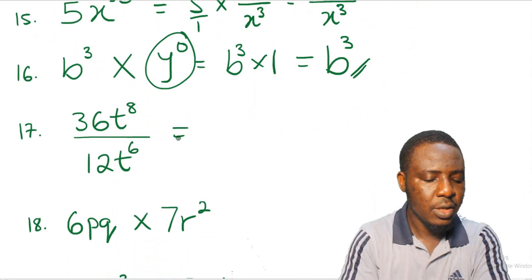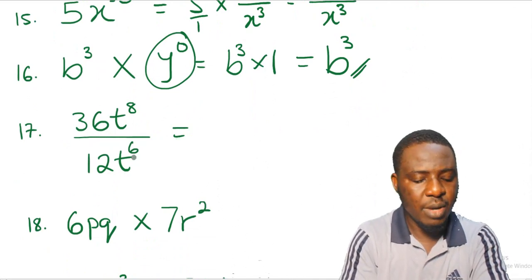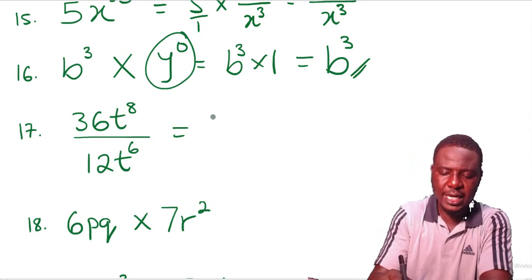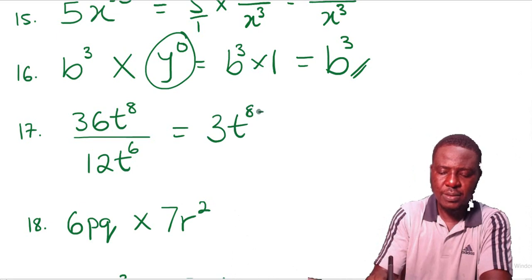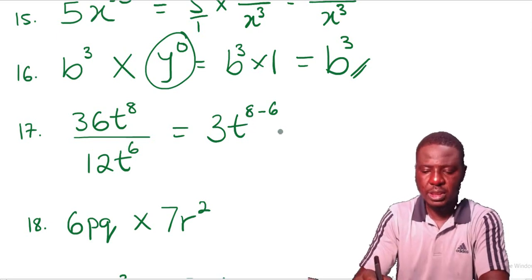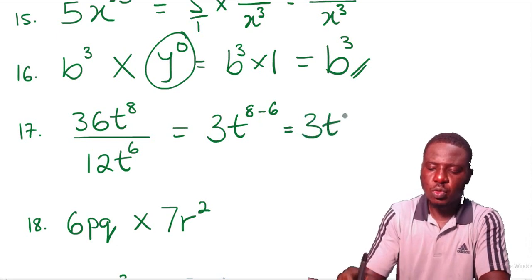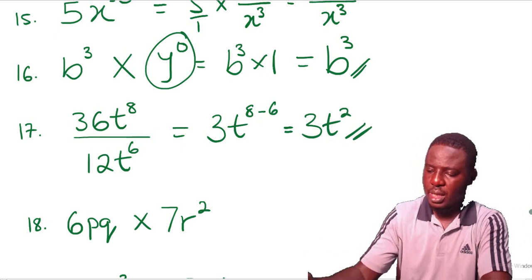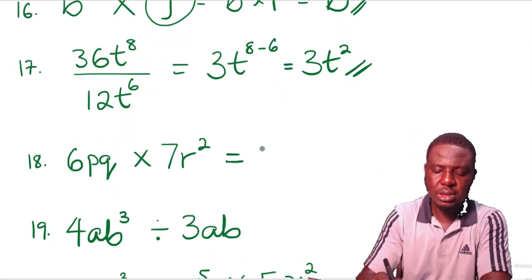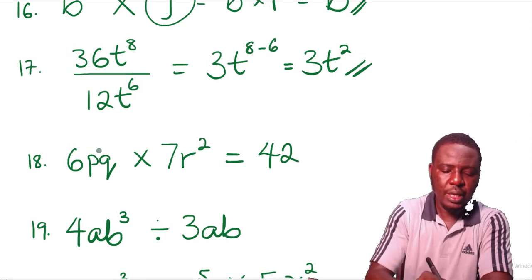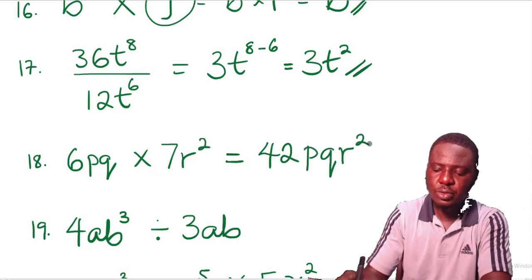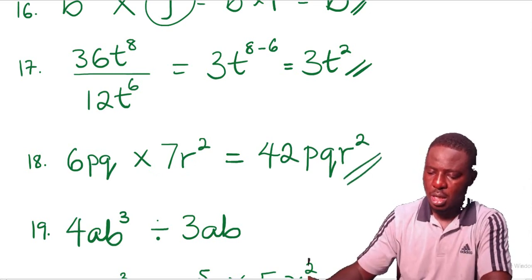Question 17. We are asked to divide 36t raised to the power of 8 by 12t raised to the power of 6. For 36 divided by 12 gives us 3, and t raised to the power of 8 minus 6, because this is division. Since this is division, it becomes 8 minus 6, and 8 minus 6 gives us 2. So this becomes 3t squared as our answer. Question 18, you multiply out like terms. So this becomes 6 times 7 is 42, while p cubed times r squared becomes p q r squared. So this is our answer.